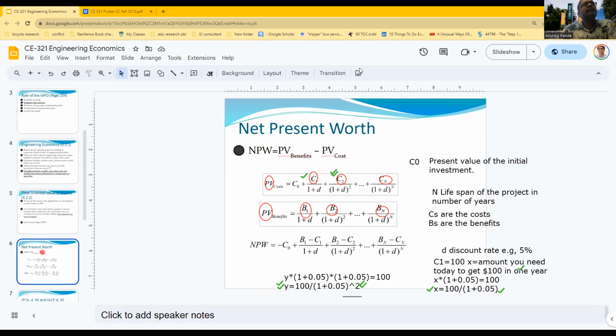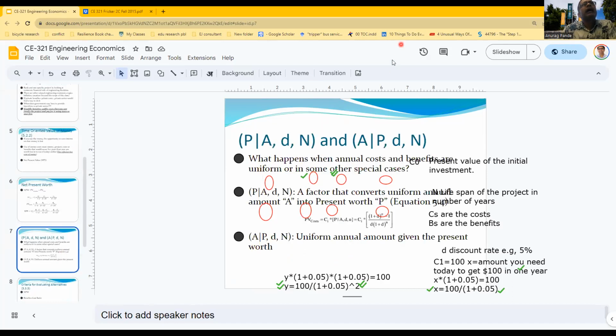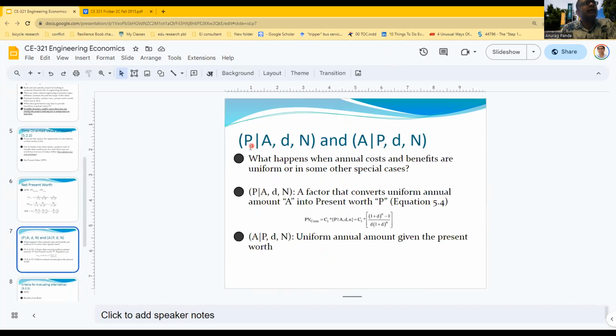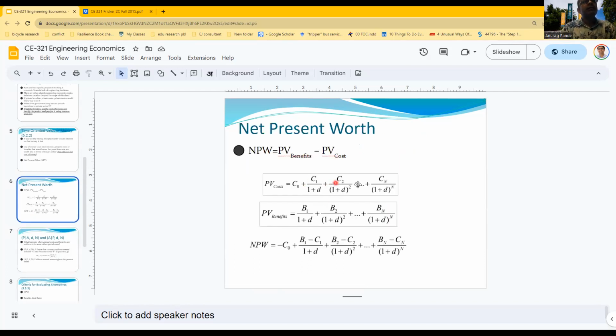Now, the next thing I want to discuss is what is P given A, D, and N, and A given P, D, and N. These are special cases where annual costs and benefits are exactly the same. For example, every year you have a certain cost, and every year you get a certain benefit. So instead of these values being C1, C2, C3, in this case C1 is equal to C2 is equal to Cn, and also B1 is equal to B2 is equal to B3 is equal to Bn. So all of these values are equal.